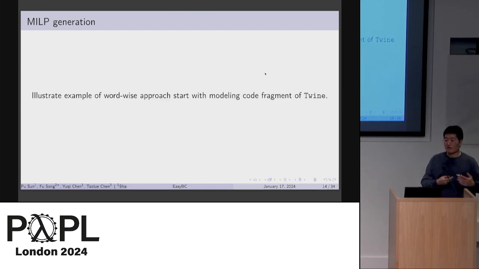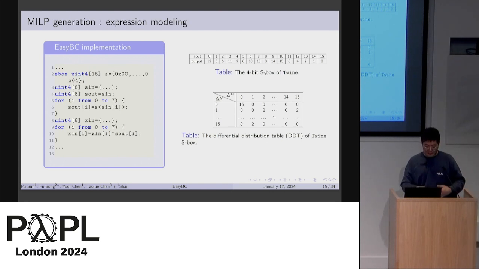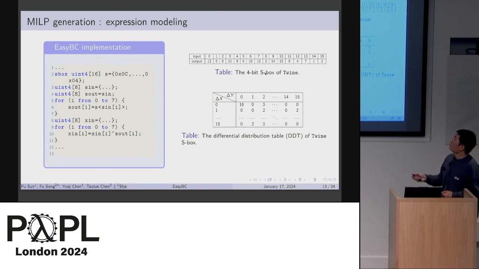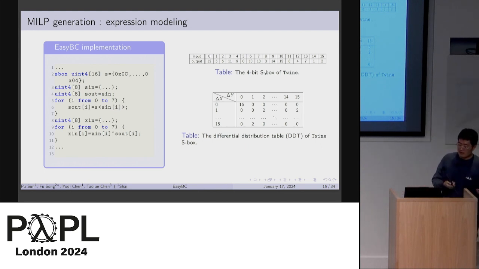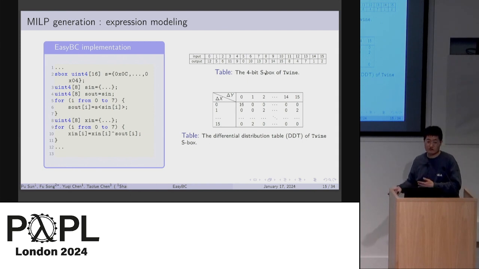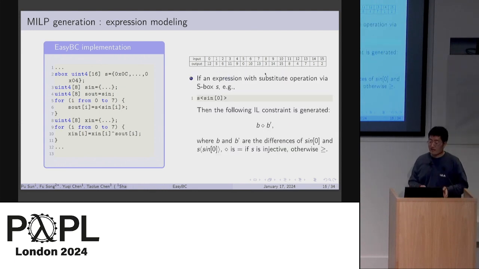Then, based on the aforementioned code fragment of block cipher 1, we show how to generate the specific integer linear constraint. Before that, some information needs to be processed, like the specific value of the S-box extracted from type checking and pre-processing. We can generate the corresponding differential distribution table of the S-box, which structures the distribution of the possible differential propagation. And for each expression, we decide its corresponding integer linear constraint set based on its specific operation.